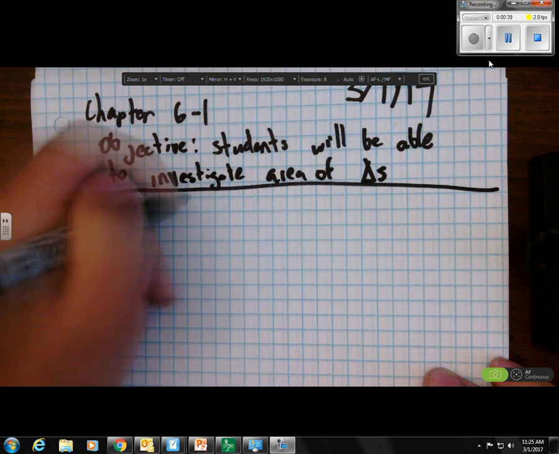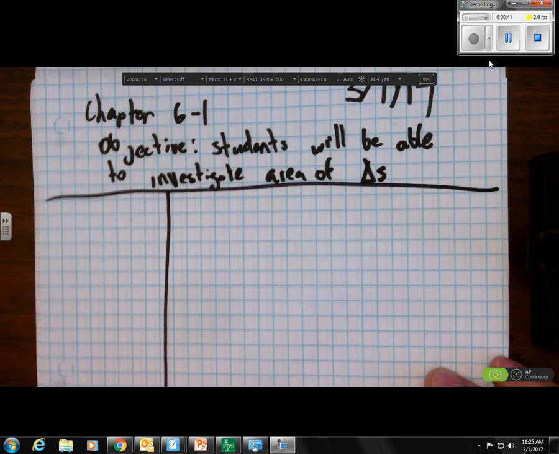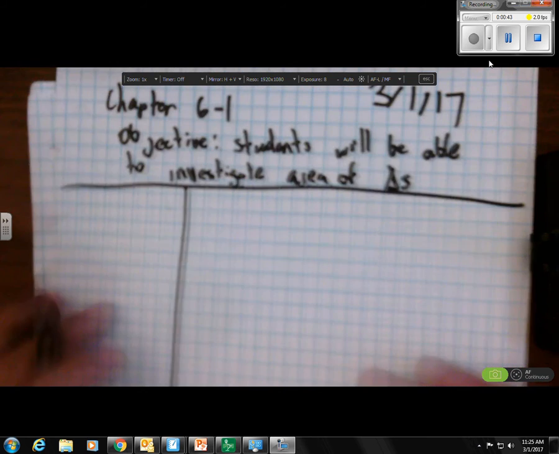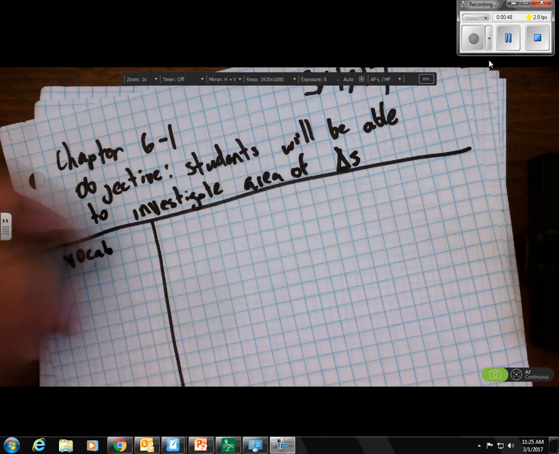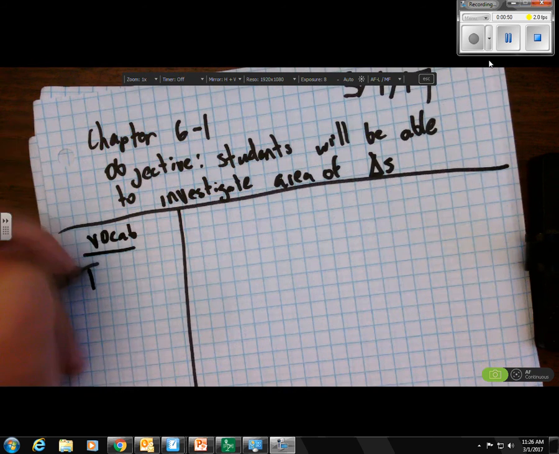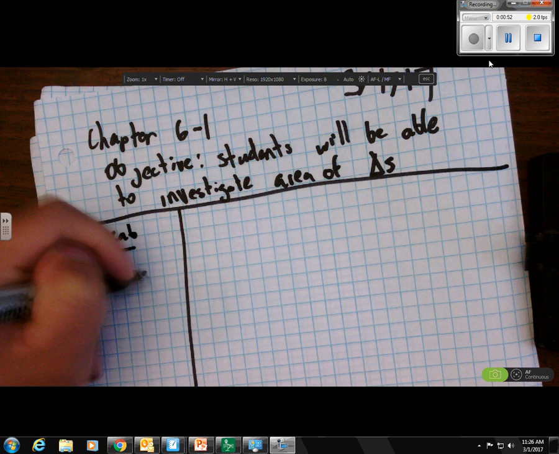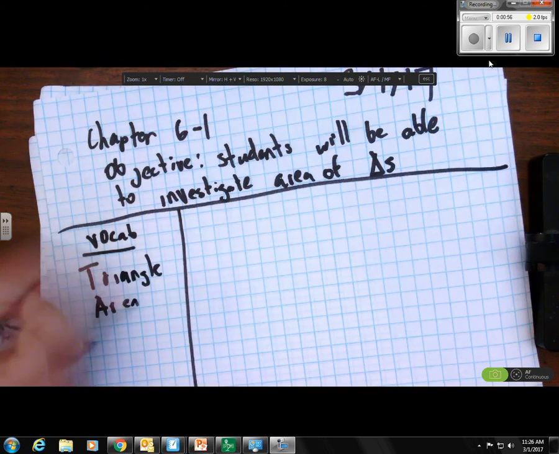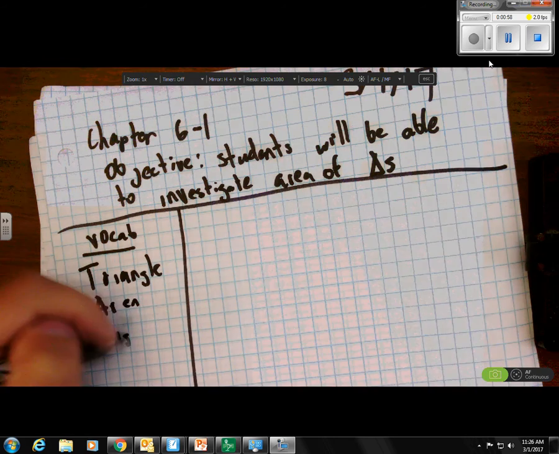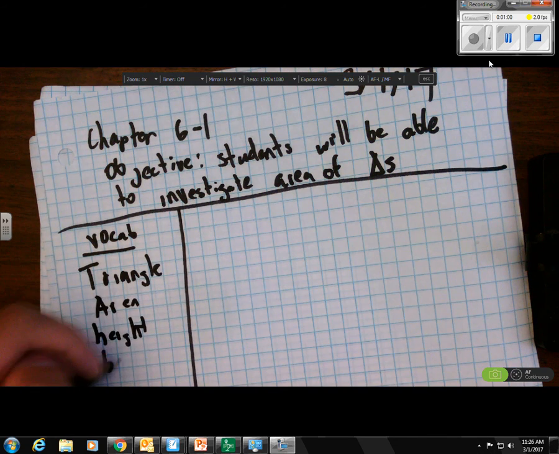All right, so let's draw a line right here, and we're going to do this Cornell note style. That means on my left-hand side is everything I need for vocab. Our vocab today is going to be triangles, which are stuff you learn from kindergarten, pointy things. We have triangles, area, height, and base.